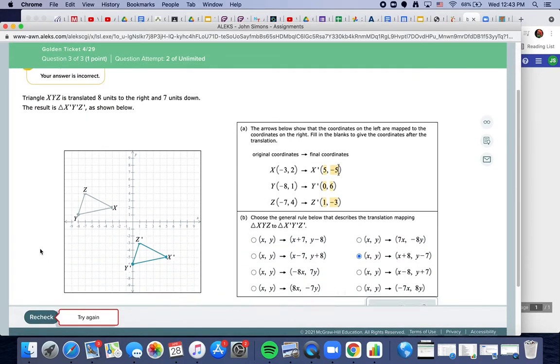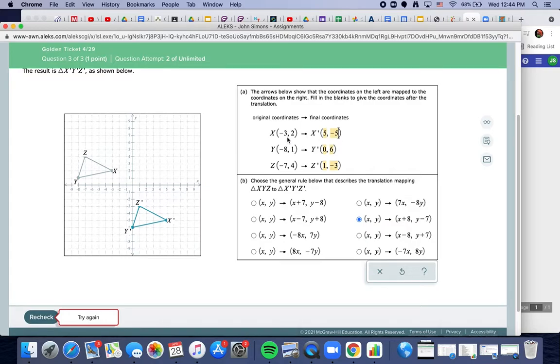Try again. What did we do wrong? All right, let's check our translations and see if we did them right. All right, so if I did this, let's see, X starts here, -3, 2, and you're going over to 5, -5, that's right. All right, let's check Y. Y is 0, -6, and Z is 1, -3. So that's right, okay? And then if we look at our rule says that we're going over 8, right? And we're going down 7. So going over 8, this one says going over 7 and going down 8.